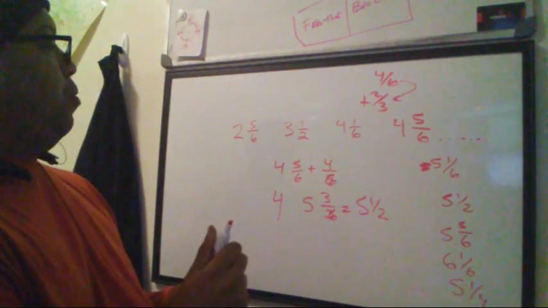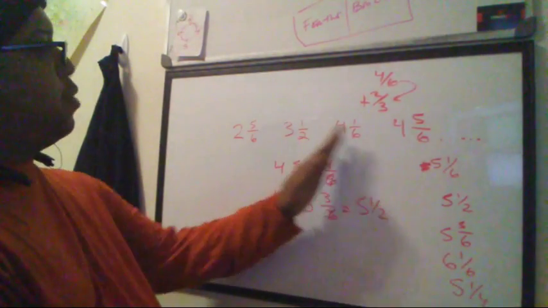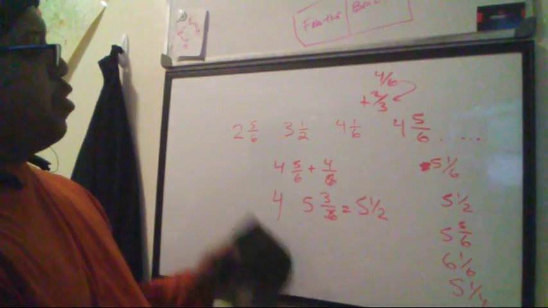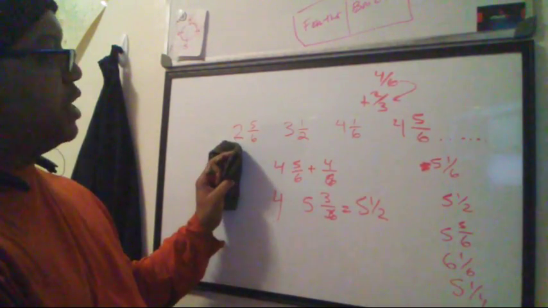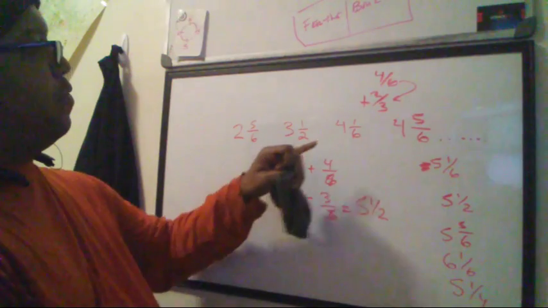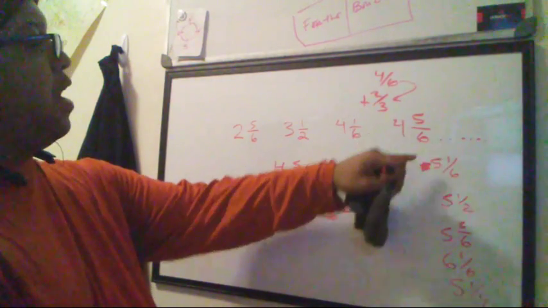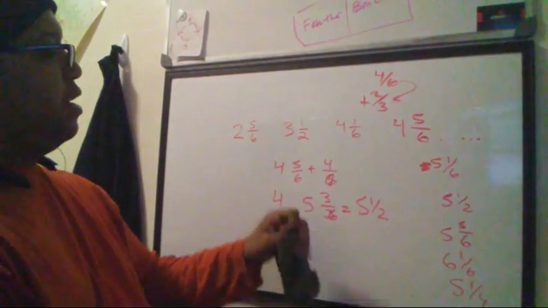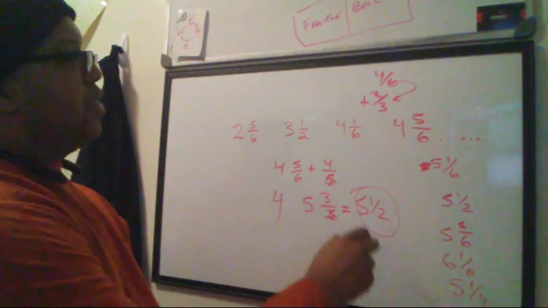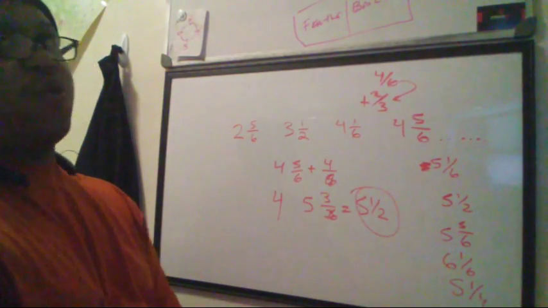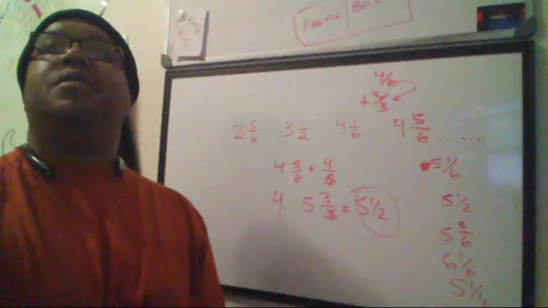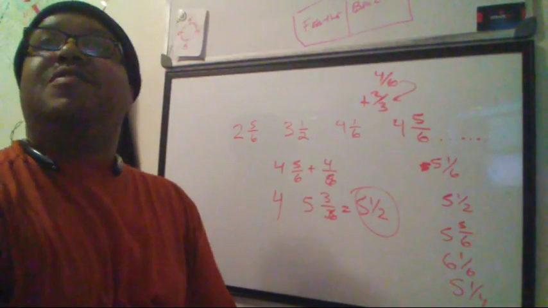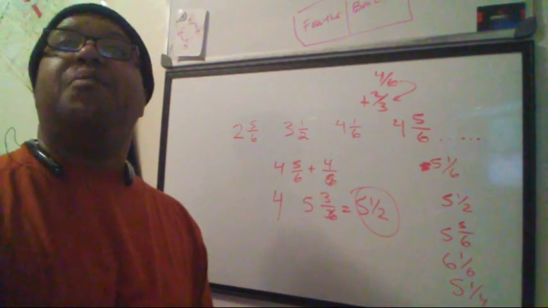Okay, so we have the sequence of numbers, and we determined that the common ratio was 4/6. So we added 4/6 to 4 and 5/6, then 5 1/2 is what we wind up with. So the common ratio is 4/6. Complete. All right, Avery got the same answer.